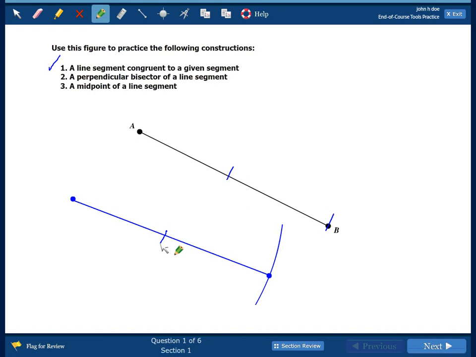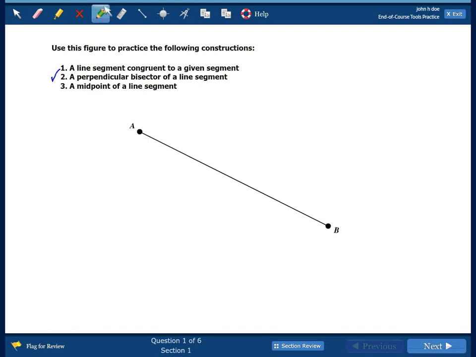We're going to do the next one now, which is constructing a perpendicular bisector. To do that, I have to erase everything on the page. Unfortunately, there is no way that I'm aware of where you can just erase everything at once. Hopefully that's something they'll add in the near future. Alright, so on to construction 2: a perpendicular bisector to a given line segment.